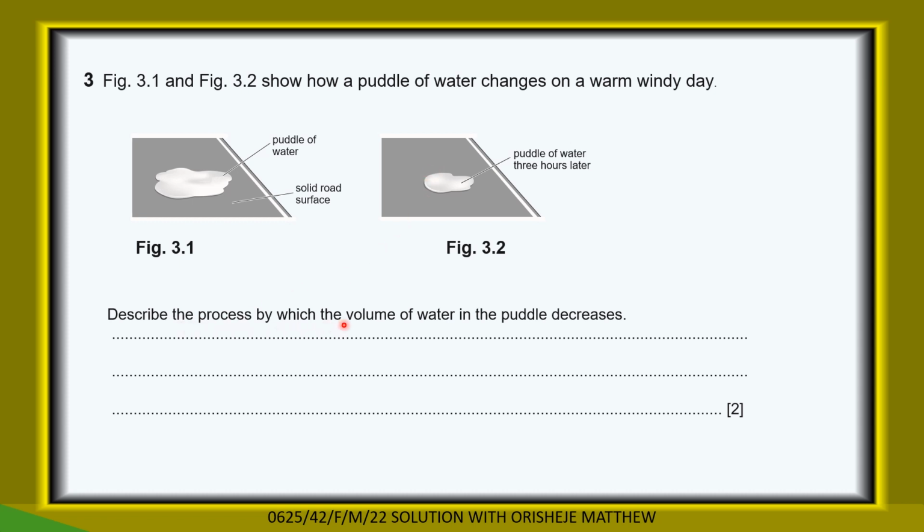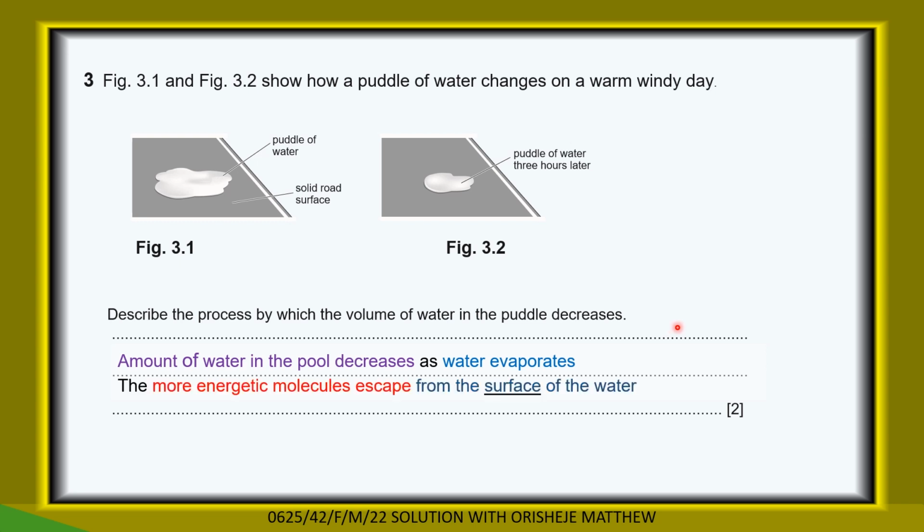Describe the process by which the volume of water in the puddle decreases. So basically what you have to look at now is to explain how evaporation takes place, leading to the decrease. So in this case, the amount of water in the puddle decreases as water evaporates. The more energetic molecules escape from the surface of the water, because those particles that escape from the surface are the ones that are more energetic, leaving the less energetic molecules of water in the puddle.